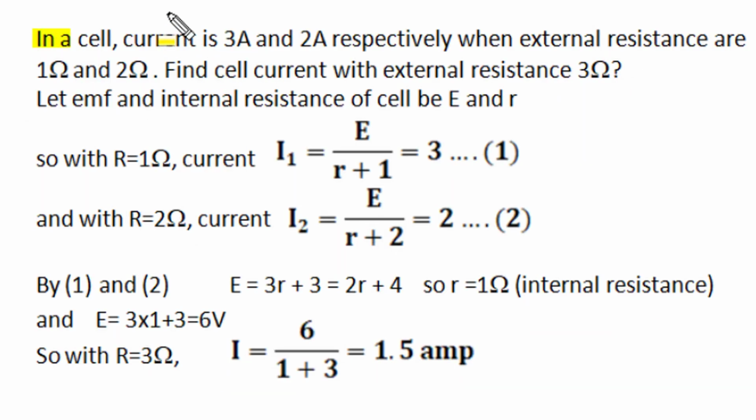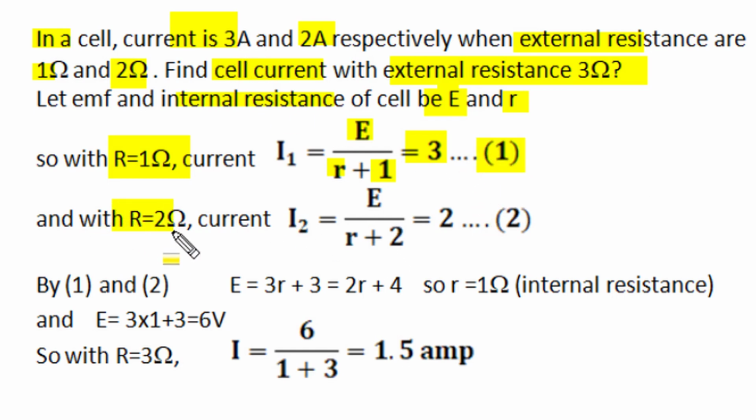A cell supplies 3 ampere load current for an external resistance of 1 ohm, and the same cell supplies 2 ampere current when the load resistance is changed to 2 ohm. We have to find out the cell current when the external resistance is 3 ohm. Let the EMF of the cell be E and the internal resistance of the cell be small r. So when 1 ohm external resistance is connected, the source current is E divided by internal resistance and external resistance 1 ohm, and the current is given as 3 ampere. This becomes our first equation.